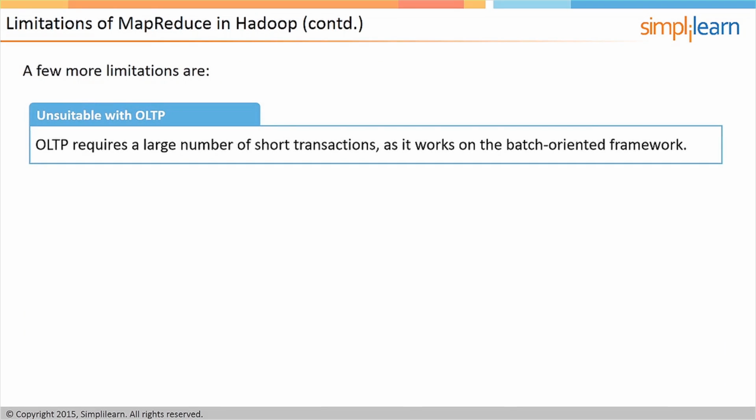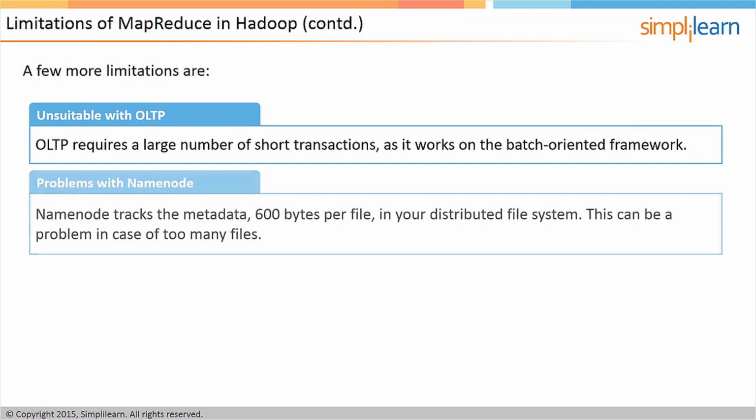MapReduce is also unsuitable with OLTP that includes a large number of short transactions. Since it works on the batch-oriented framework, it lacks latency of seconds or subseconds. Another limitation exists with NameNode that tracks the metadata of about 600 bytes per file as estimated by Yahoo. This means that in the case of too many files, there can be a problem with NameNode.